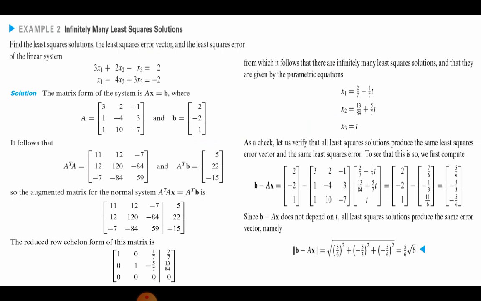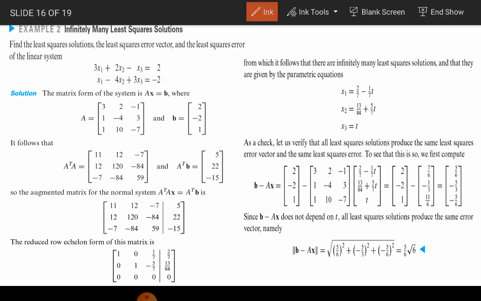Okay, let's see example 2. We have infinitely many least square solutions. Find the least square solutions, error vector and the least square error of the linear system. You want to find the least square error and least square error vector. As we did before, you change into the system AX equals B.